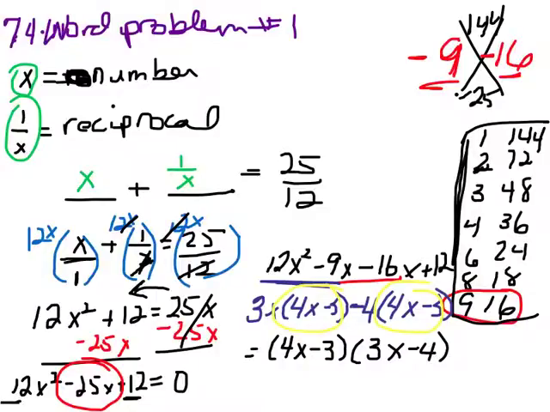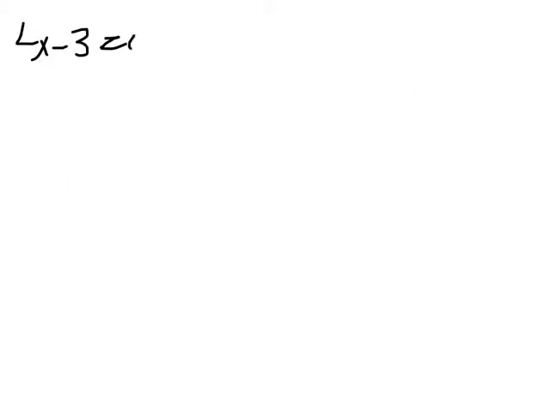Okay? So if I'm going to solve that, remember those are set equal to 0. And so I need to take each factor and set it equal to 0. So 4x minus 3, 3x minus 4.